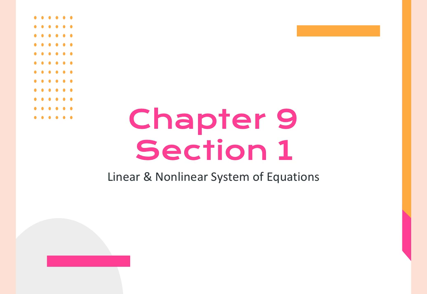All right, so chapter 9, section 1 is called Linear and Nonlinear Systems of Equations. Linear meaning it would be an x to the first and a y to the first. Nonlinear meaning one of those could be squared or raised to the third power, something like that. Okay, so it would not be a line.